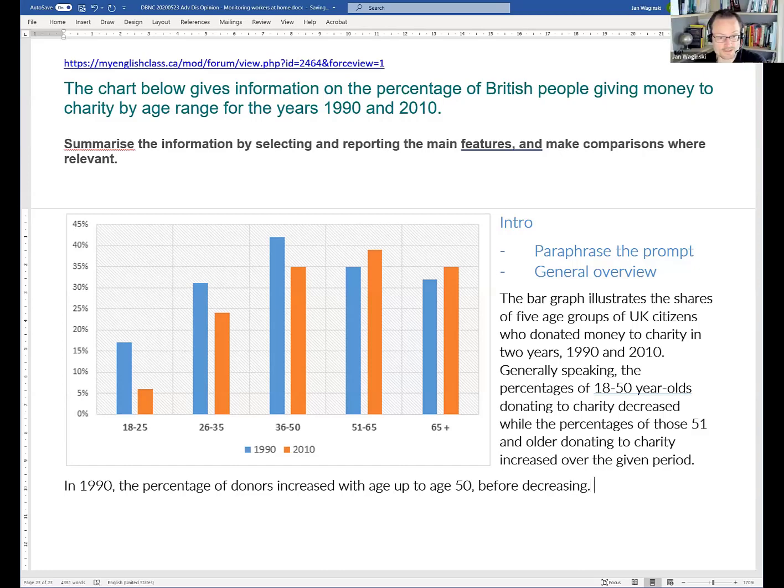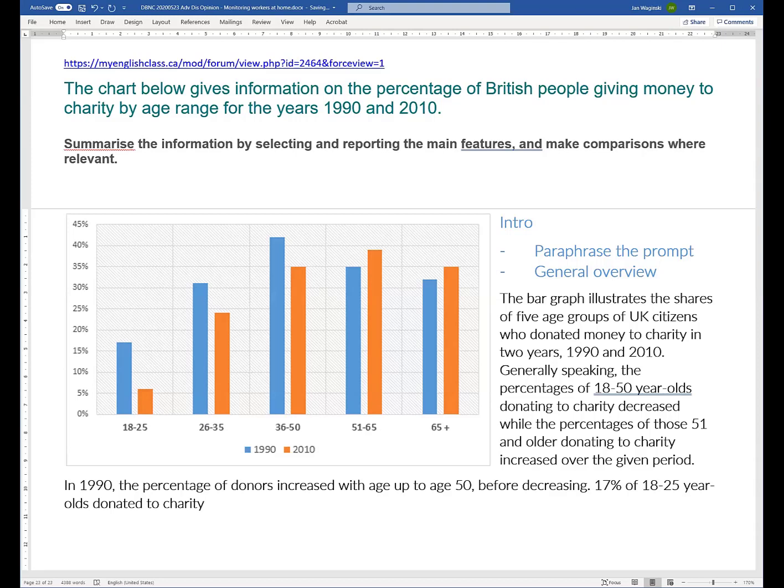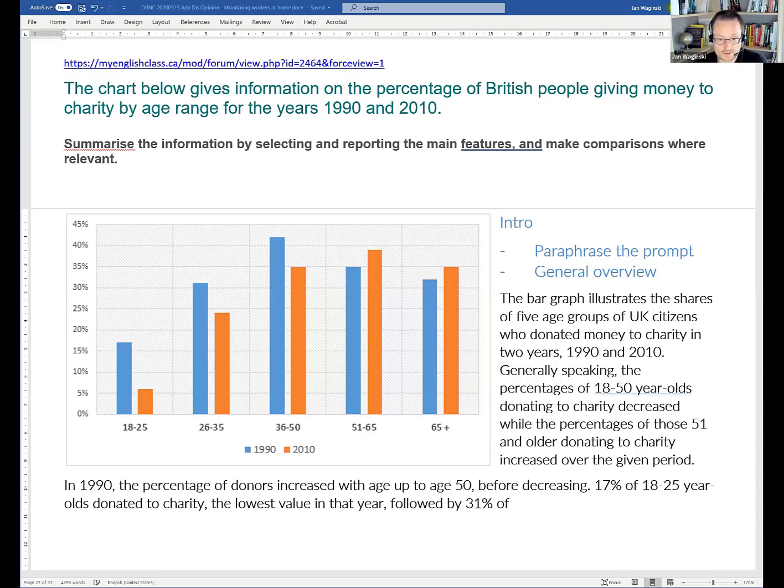Okay. So let's talk about 18 to 25-year-olds. 17% of 18 to 25-year-olds donated to charity. And this is the lowest value in this year. Followed by about 32%, 31 or 32, of 26 to 35-year-olds.